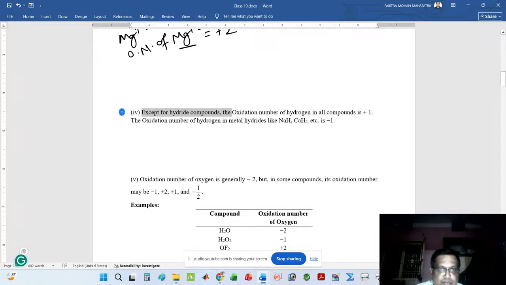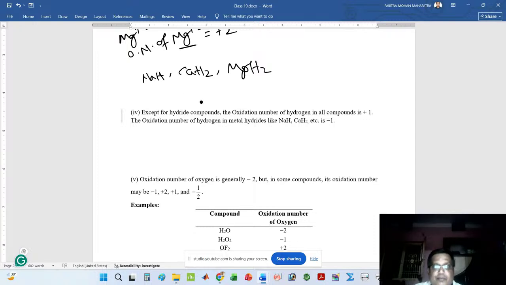Except hydride compounds. Hydride compounds means there must be a hydrogen. You will think about sodium hydride, metal hydrides, that is calcium hydride, magnesium hydride. As per the rule, except for hydride compounds, the oxidation number of hydrogen in all compounds is plus 1. In the rest of the compounds except hydride compounds, the oxidation number is always plus 1. But for hydrides, you take minus 1.